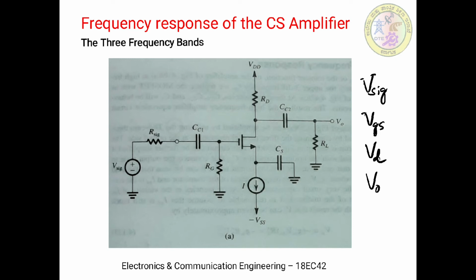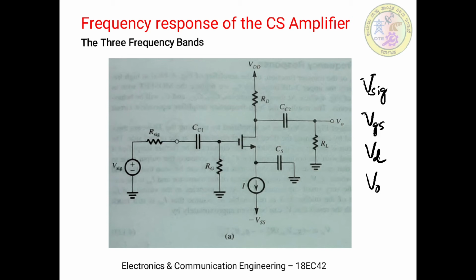But before that, the meanings of CC1 and CC2: they are the coupling capacitors at the input and output respectively. RSIG, we know from our previous discussion, is the internal resistance of the signal source that is connected as the input. RG is a very large resistance which acts as Rin, that is the input resistance of the amplifier. RD is the drain resistance, CS is the bypass capacitor, and here we have a load resistor RL.